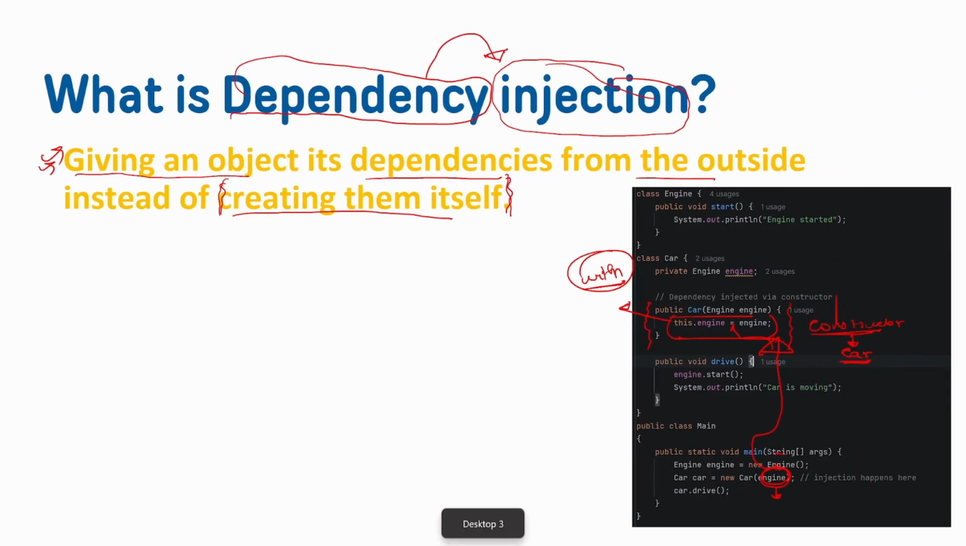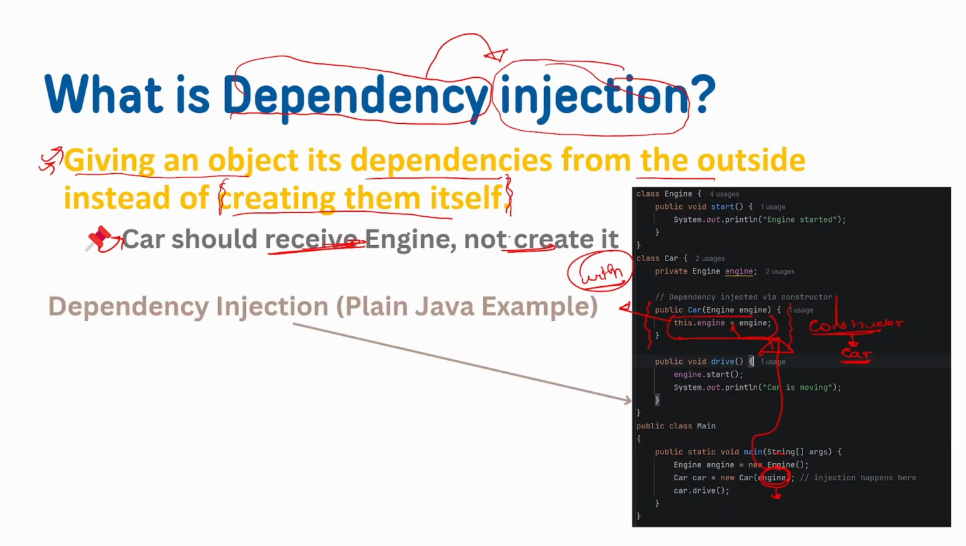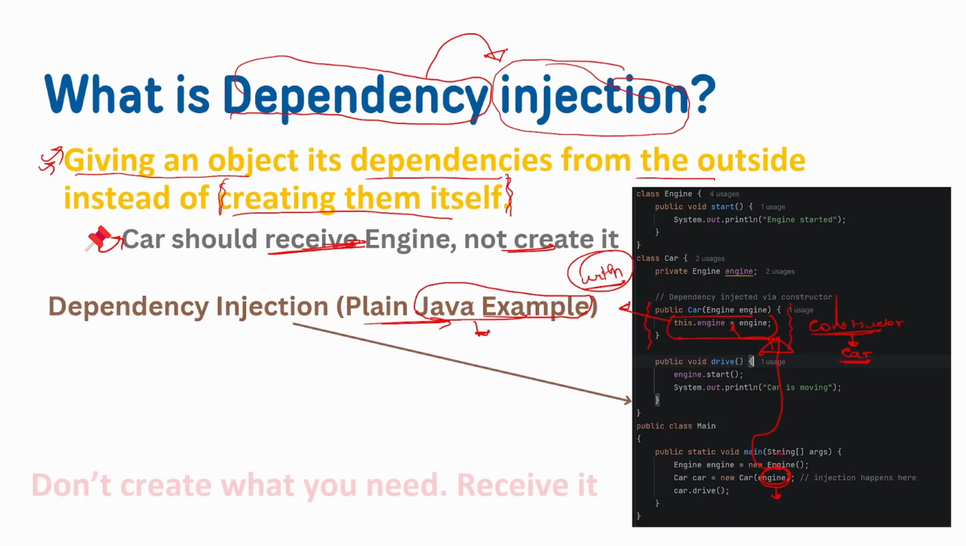So what is dependency injection? When a class does not create its dependency itself, rather it receives it from outside of the class instead of creating it itself. Here the car should receive the engine object, not create it. So this is an example of dependency injection in plain Java.